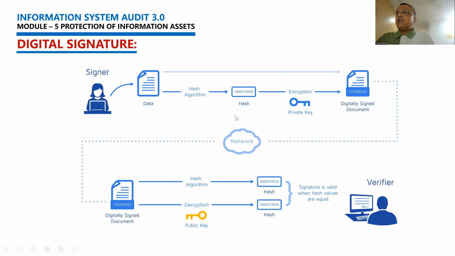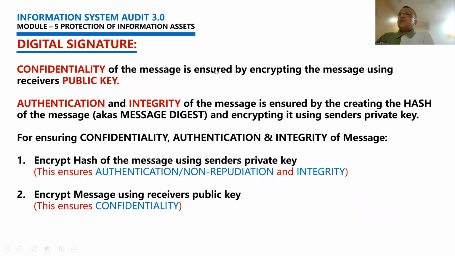If you wanted to maintain the confidentiality, then encrypt the message which you are sending using the public key of the receiver. Confidentiality of the message is ensured by encrypting the message using the receiver's public key. जैसा मैंने अभी आपको बताया. Authentication and integrity of the message is ensured by creating the hash value, also known as message digest. I again am repeating it so that you remember message digest, and encrypting it using the sender's private key. For ensuring confidentiality, authentication, and integrity of the message, encrypt hash of the message using sender's private key.